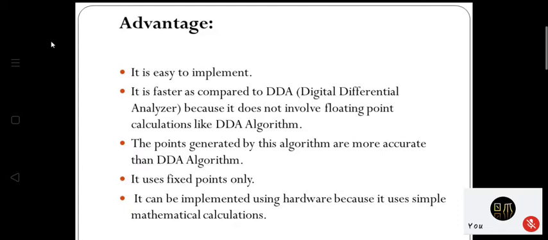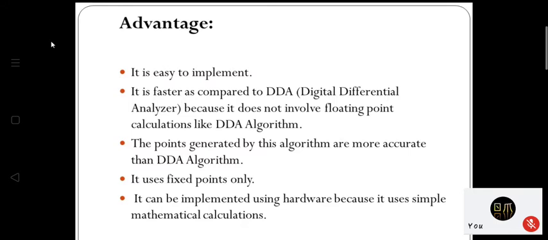Then, the points generated by this algorithm are more accurate than the DDA algorithm. You obtain integer values here, so it is much more accurate and efficient as compared to the previous algorithm. Next, it uses fixed points only, so it uses only integer values. There is no fluctuation over here. As it uses only fixed points, another advantage is that the line generated would be slightly more accurate as compared to the DDA algorithm.